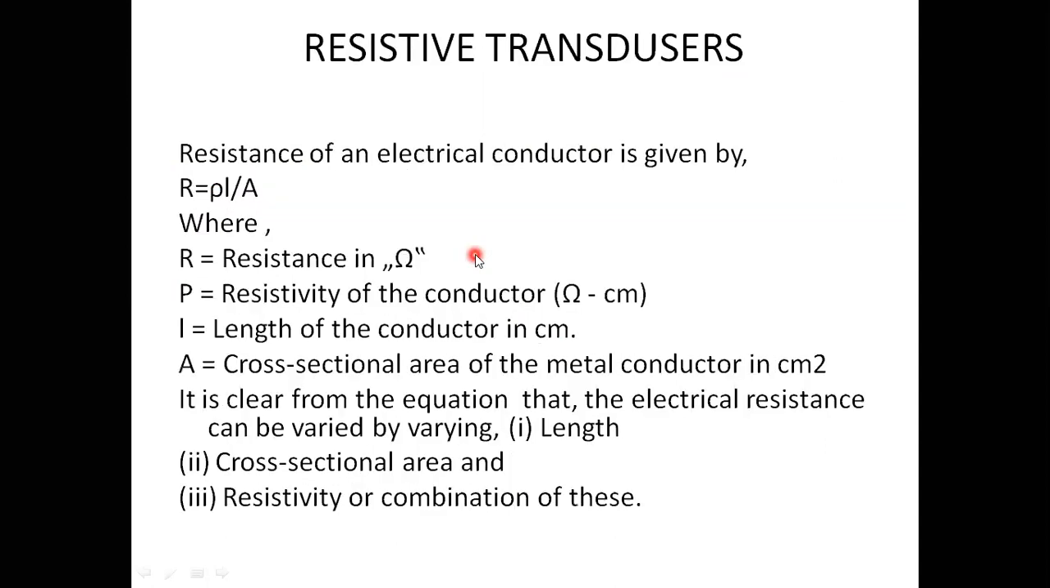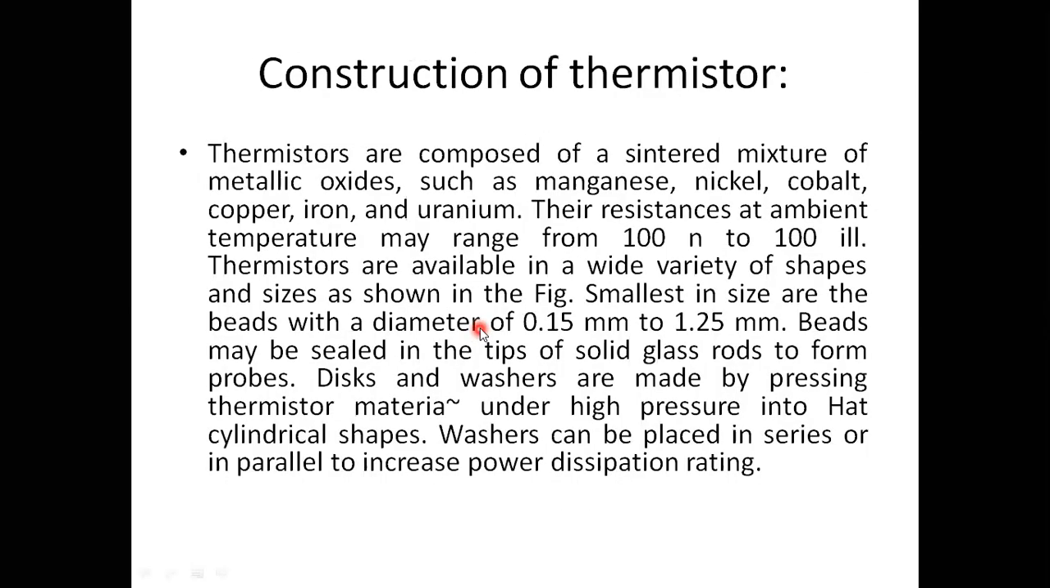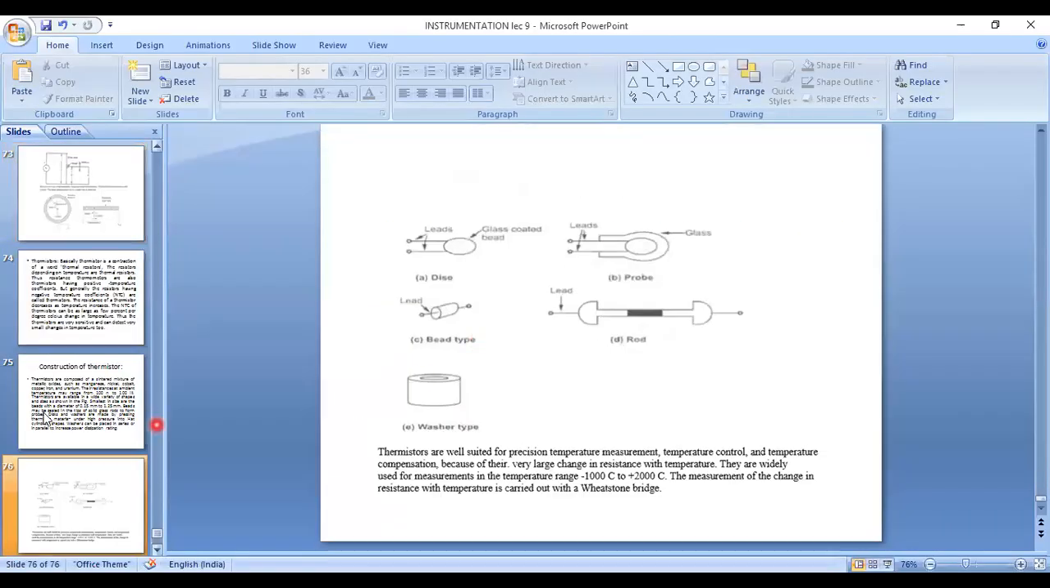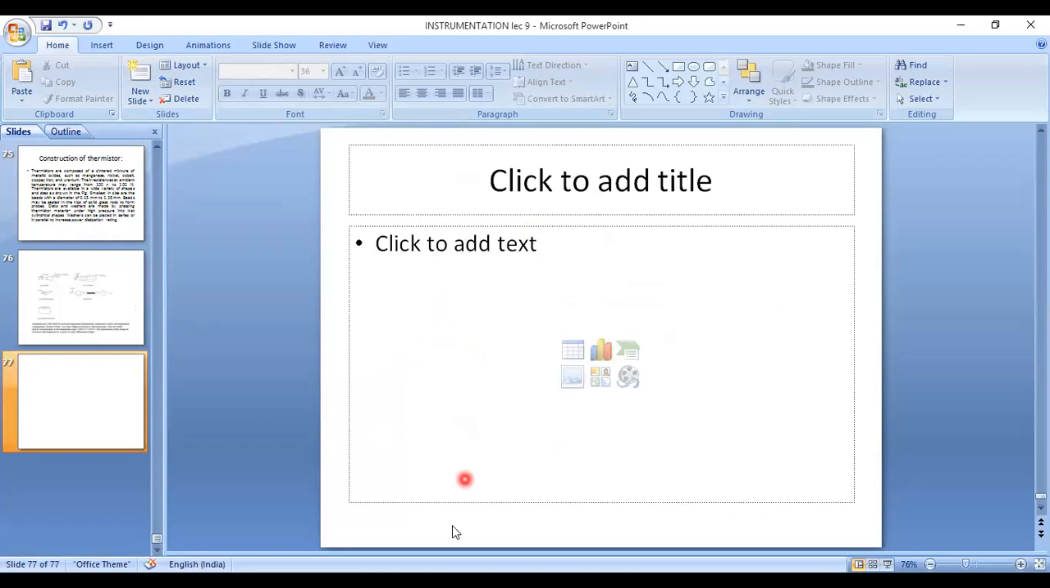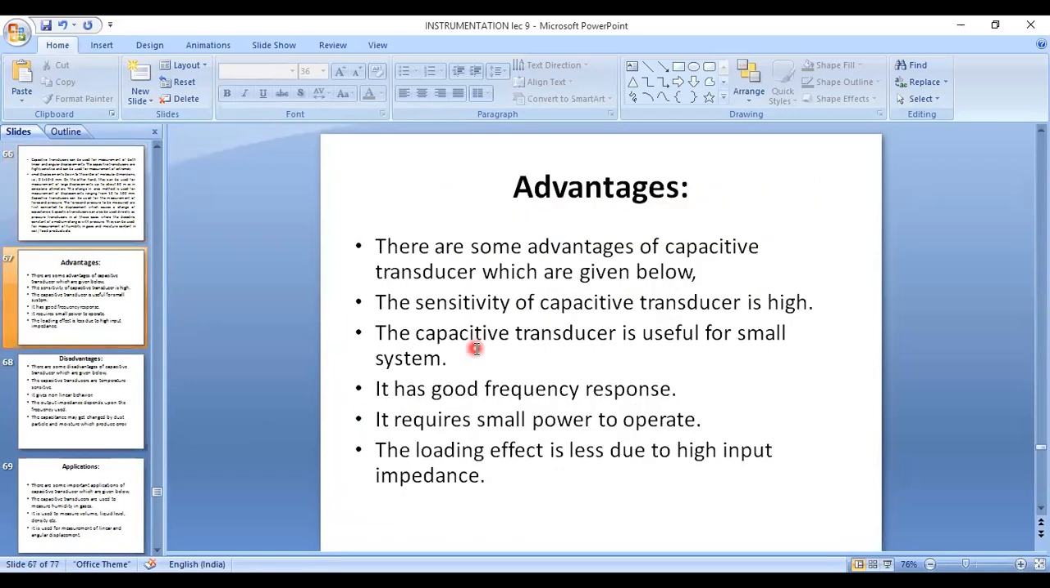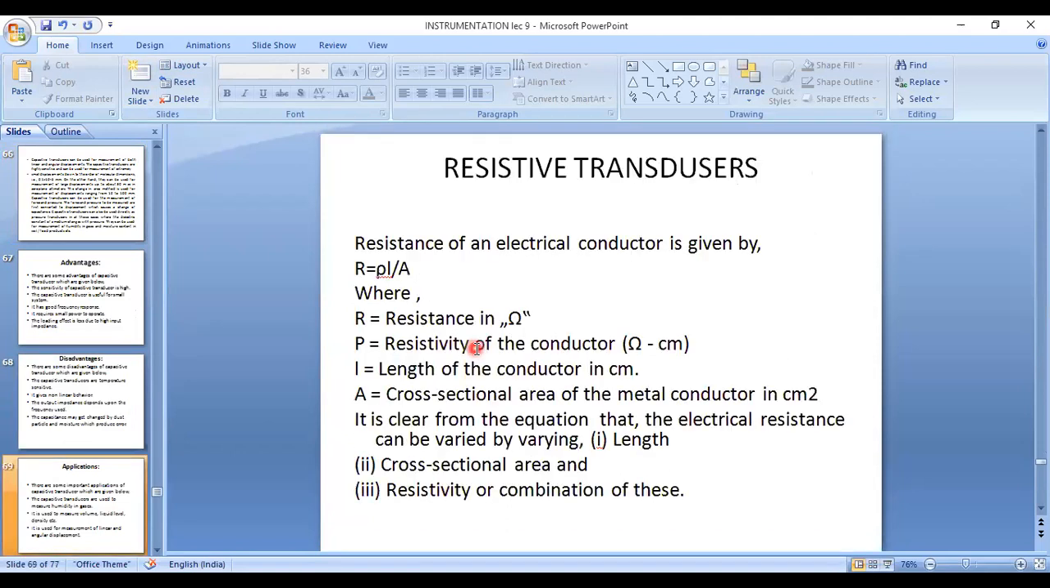Okay, and what are the applications of these resistive transducers? Resistive transducers are used to measure liquid level, displacements, and they're also used to measure temperature, flow rate, and very low pressures, etc. These transducers will vary depending upon several conditions.